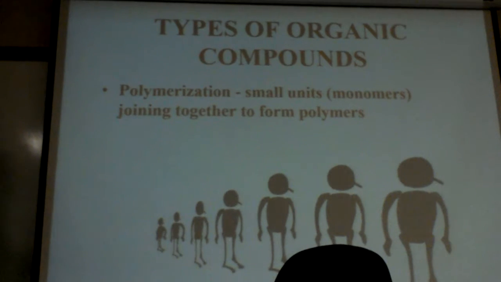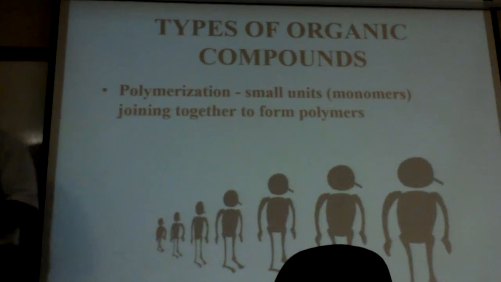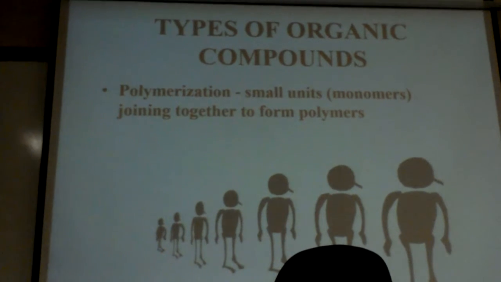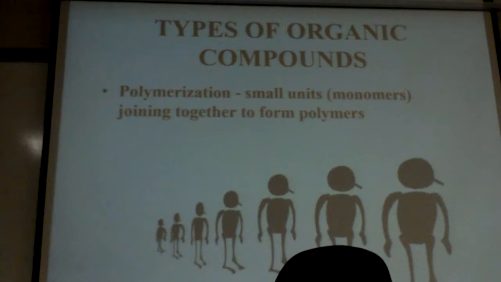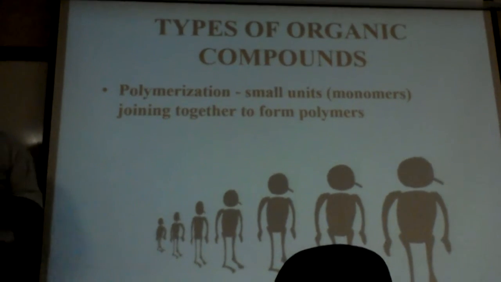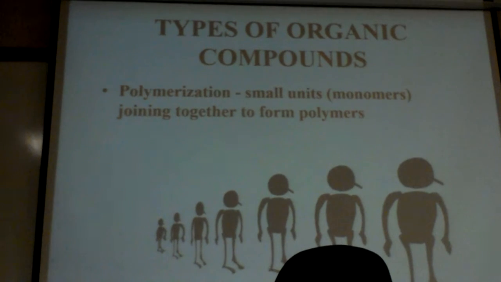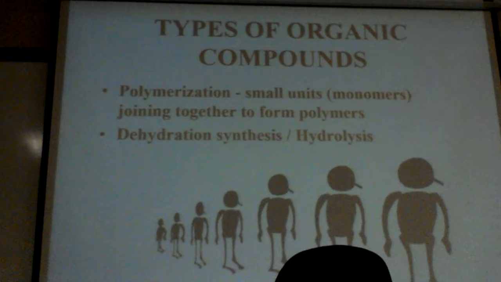Everything we look at tonight, we're going to look at monomers, and then we're going to see how they come together to make polymers. We're going to talk about carbohydrates and monosaccharides becoming polysaccharides. We're going to talk about nucleic acids being formed by nucleotides. We're going to talk about fatty acid chains coming together to make lipids, et cetera, et cetera. And the chemical reactions that make it happen are a pair of reactions. One is dehydration synthesis, the other one is hydrolysis.